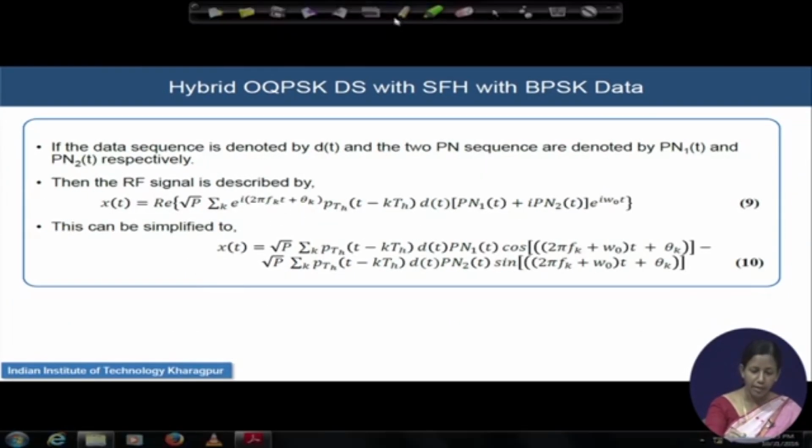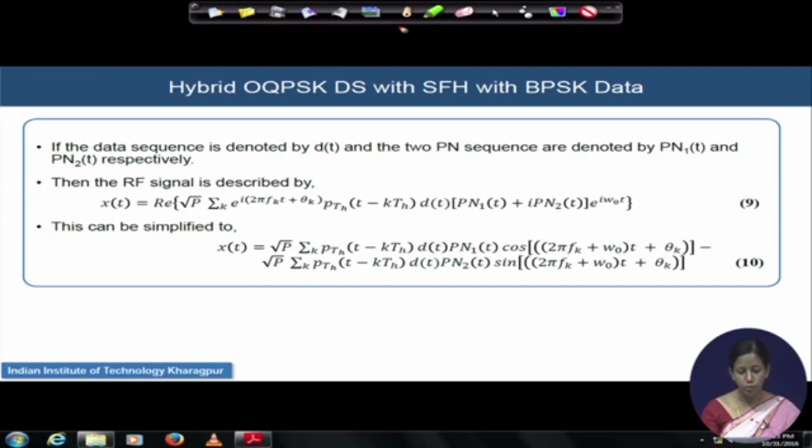So, considering that concept of PN1 and PN2 related to the QPSK PN sequence for spreading, we are ending up with the equation. This is a simpler one compared to equation number 8. The remaining part is the same, and you are taking the real part of each to construct the RF signal, and for further simplification it can end up like this.